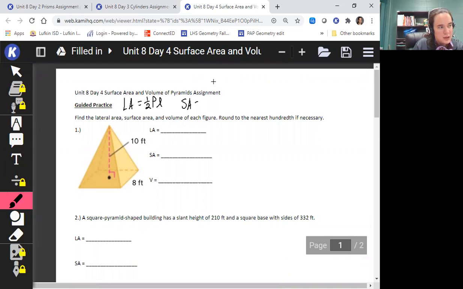Total surface area is 1/2 times the perimeter times the slant height plus the area of your base. And the volume for a pyramid is 1/3 the area of your base times your height. So first off, we know our height is 10. We can find our perimeter by adding 8 plus 8 plus 8 plus 8, and that equals 32. We can find the area of our base by 8 squared, and that's 64.